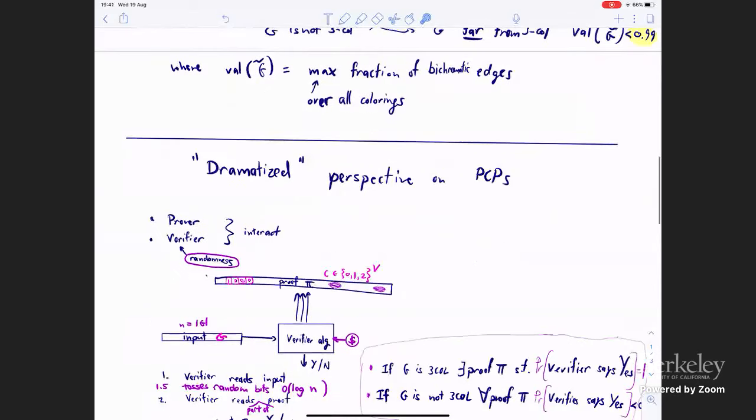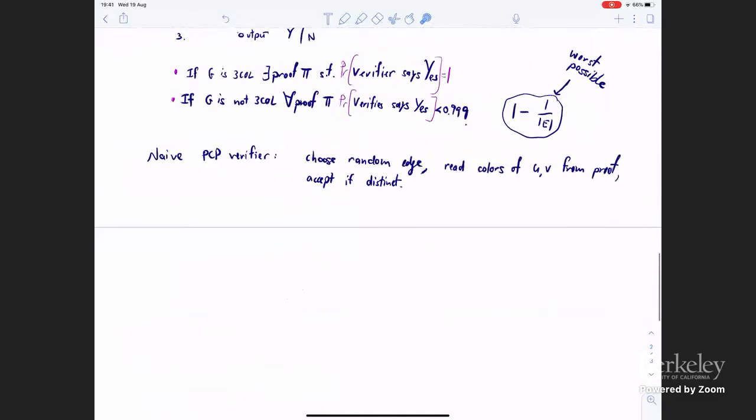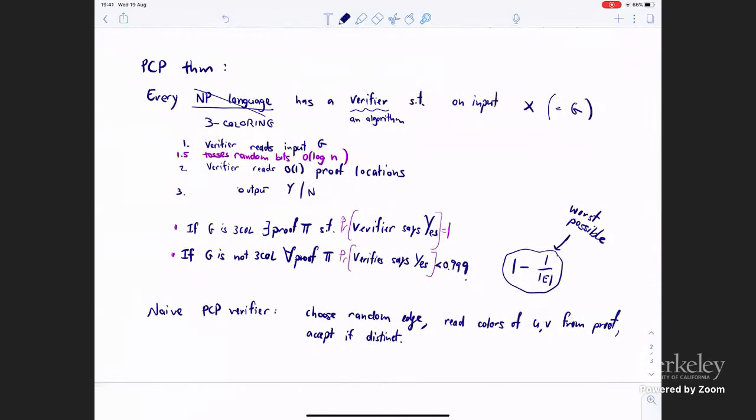Okay, so going back. Okay, so the PCP theorem was proven in the beginning of the 90s, I guess 90 or 91.